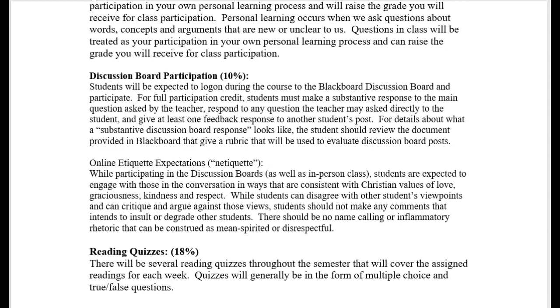There's a policy here about online etiquette, and so I do expect that you will respond to one another in ways that are consistent with the Christian values of love, graciousness, kindness, respect. So I will not tolerate people who use language that is inflammatory or insulting or aggressive.